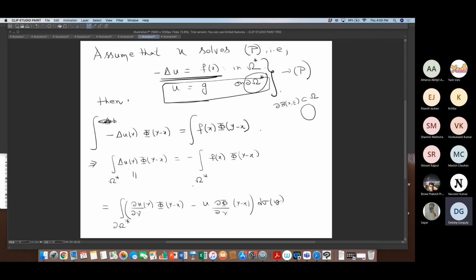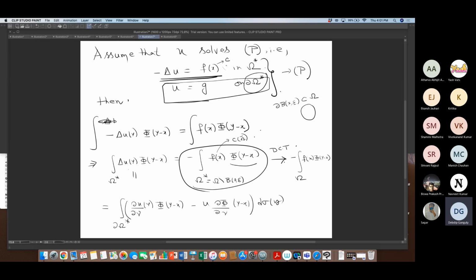LHS means, here what will happen? This will converge to, anyone, any idea where this function will converge to as epsilon tends to 0, because omega star is nothing but omega minus B(0, epsilon)? Where will it converge? You just use that phi is a locally integrable function, and f is continuous. I forgot to tell you, f is a continuous function up to omega closure. Where will this integral converge as epsilon tends to 0? This will converge to minus the integral over omega of f(x) phi of y minus x, by the dominated convergence theorem.